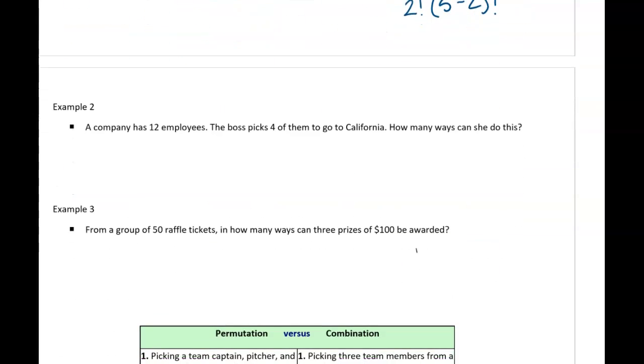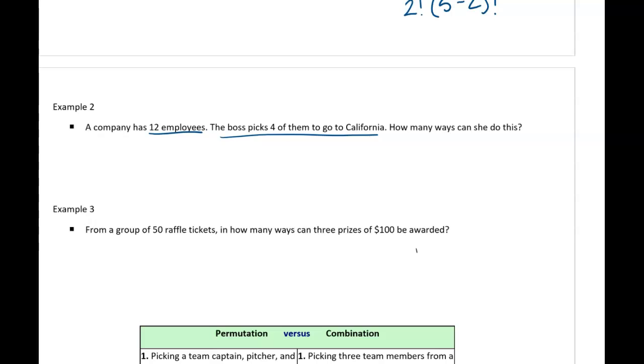So now we have a company with 12 employees. The boss picks 4 of them to go to California. How many ways can she do this? Well, basically, if order matters, that's a permutation. If order doesn't matter, it's a combination. And 4 of them get to go to California.